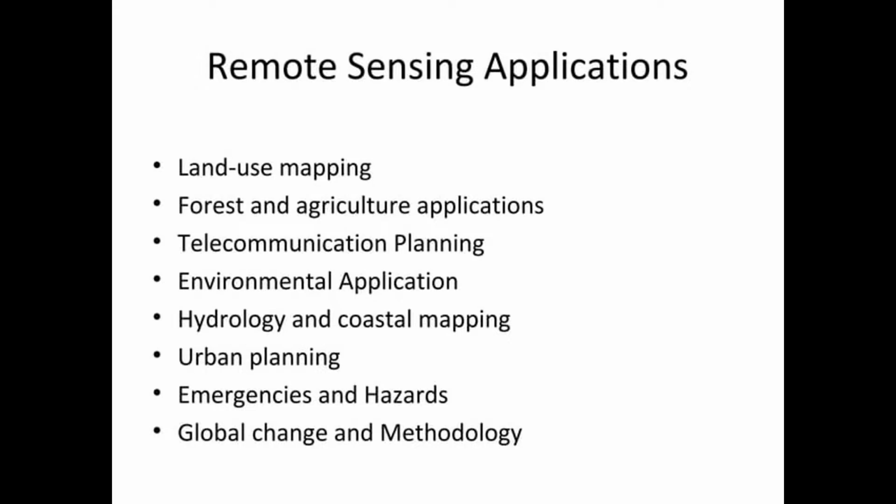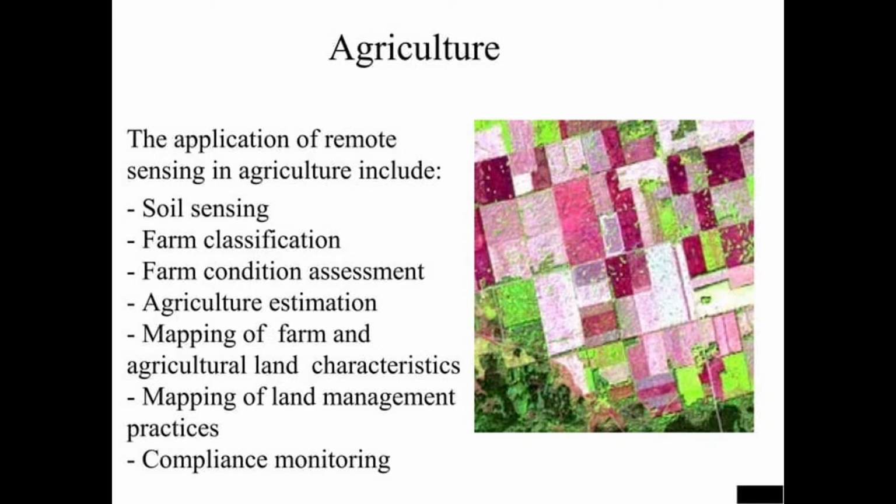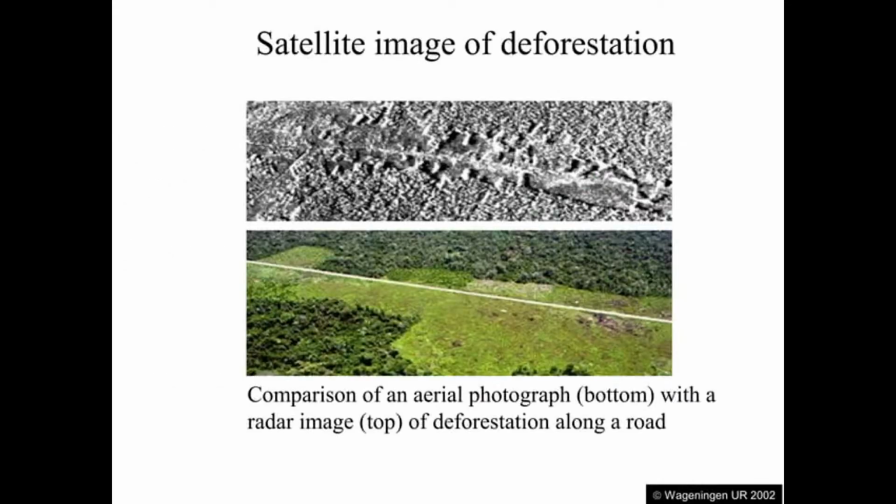We use remote sensing for land use mapping, forest and agriculture applications, telecommunication planning, environmental applications, hydrology and coastal mapping, urban planning, emergencies and hazards, global change and methodology. Not only that, a lot of applications are available. Also urbanization and transportation. Also agriculture for soil sensing, farm classification, farm condition assessment, agriculture estimation and mapping. There are a lot of things, or natural resource management. So there are a lot of uses.